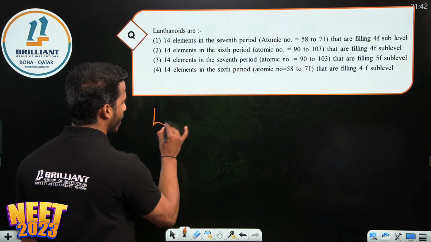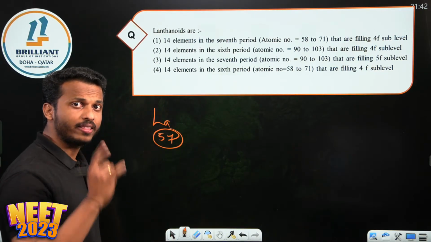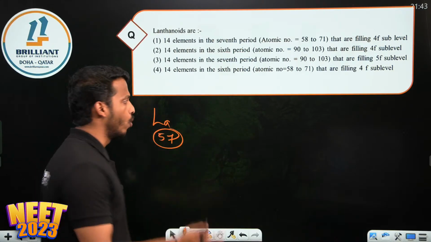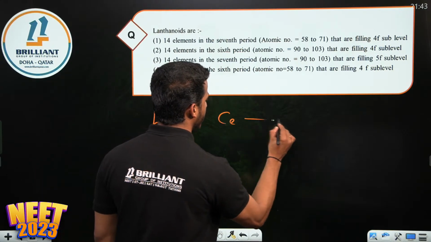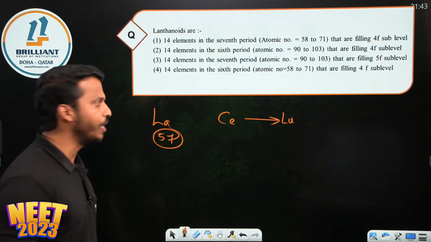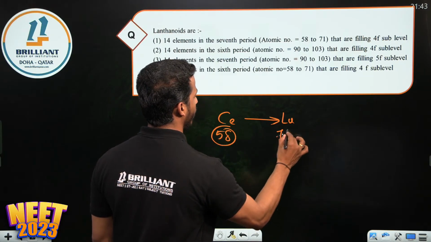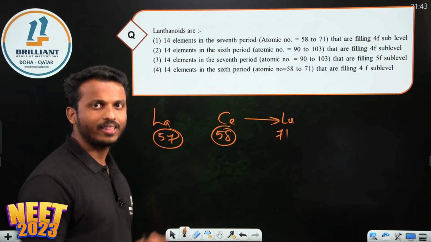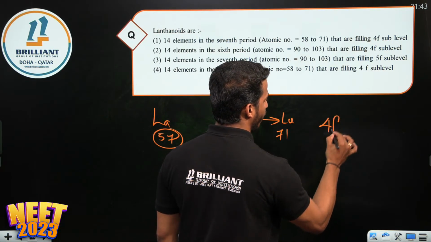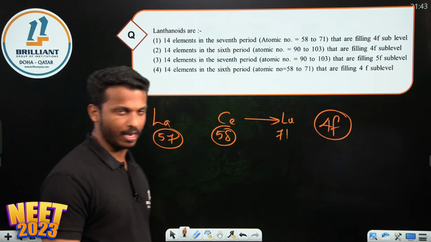Yes, lanthanum, you know, atomic number 57. After lanthanum, 14 elements are arranged in a separate row. They start from cerium to lutetium, with atomic numbers 58 to 71. They are called lanthanoids. And lanthanoids are called 4f series elements because their last electrons are entering the 4f orbital.